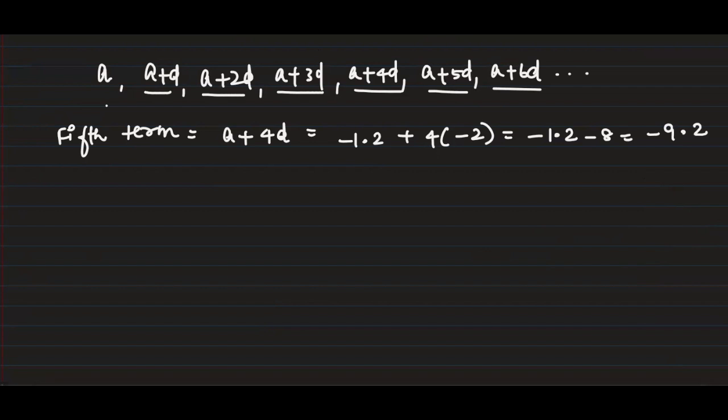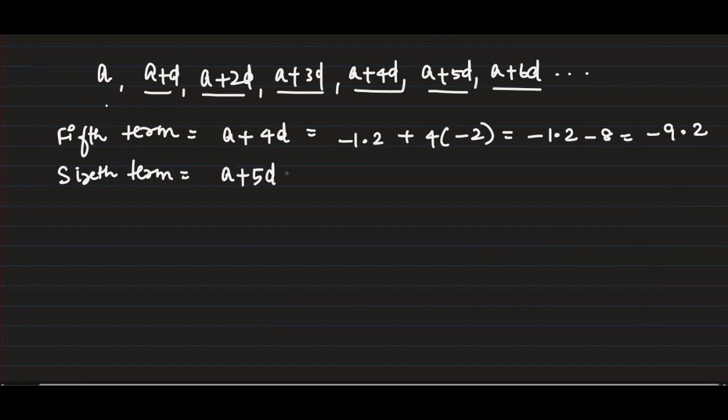Now again, moving on to the sixth term now. So sixth term will be a plus 5d. Okay, so a plus 5d, which is equal to minus 1.2 plus 5 times minus 2.